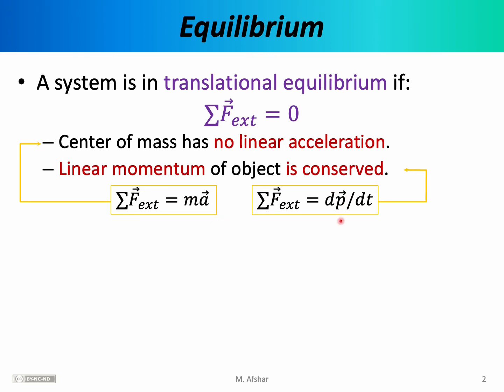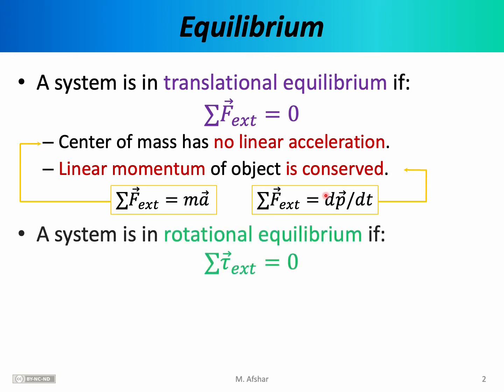We also know that momentum is mass times velocity, and when we take the derivative of that with mass being constant, we get mass times acceleration. So here we have another relationship that connects the net external force to a change in momentum, and if the object is in translational equilibrium, then this equation implies that its momentum must be conserved. It must be constant.